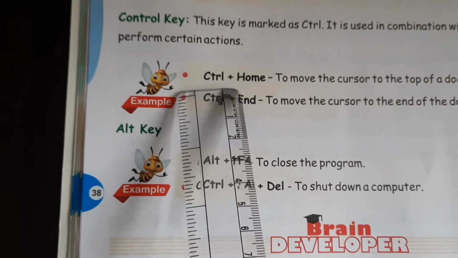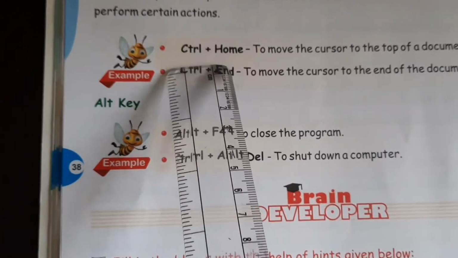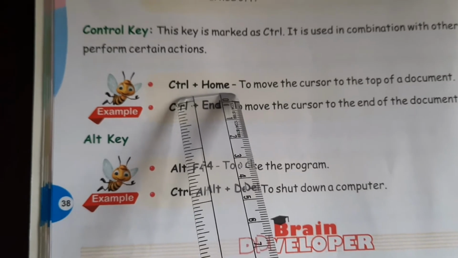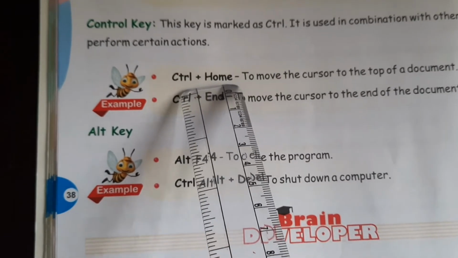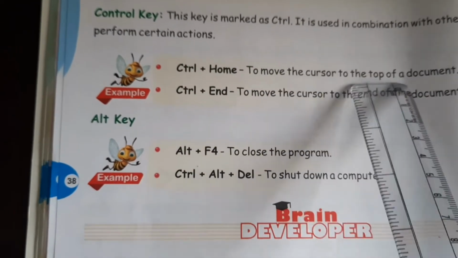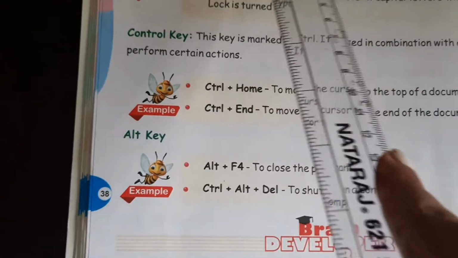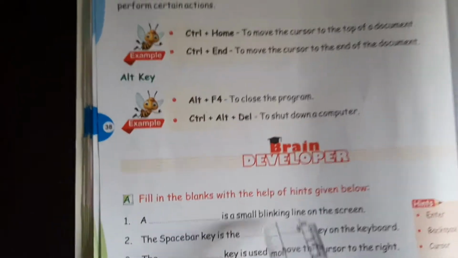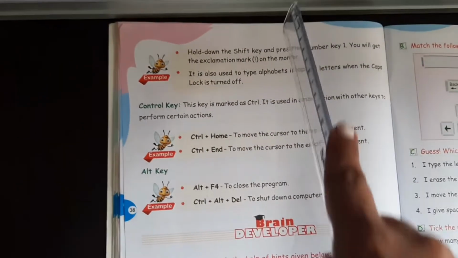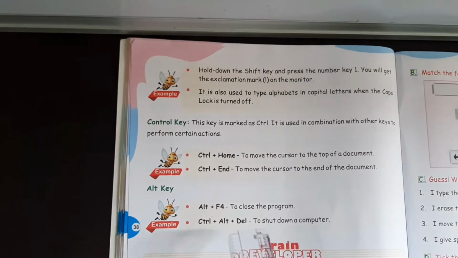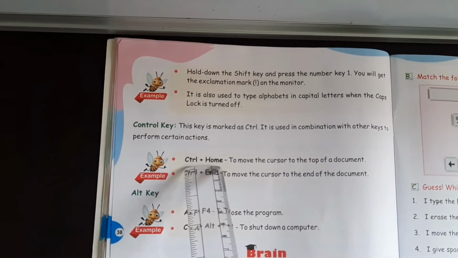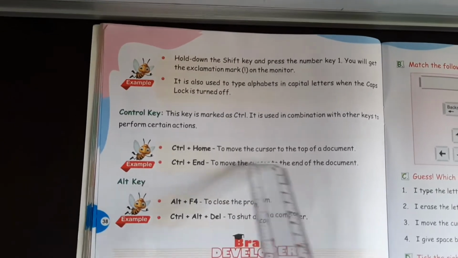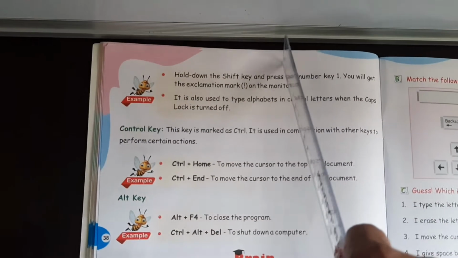So if I press the control key and also press the home key while typing a document, what will it do? It will move the cursor to the top of the document. Suppose I am typing on a computer, I have written one full page. Now when I am at the bottom of the page and I want to go up, what will I do? I will simply press the control key, keep it pressed and press the home key with it, and the cursor will go to the top of the page.